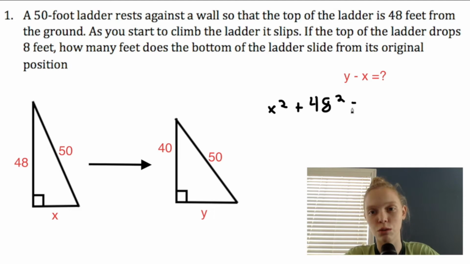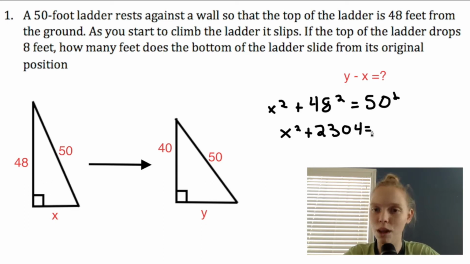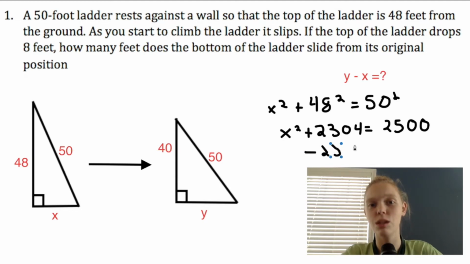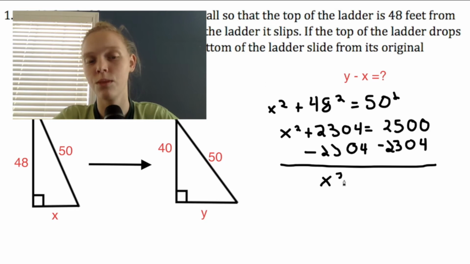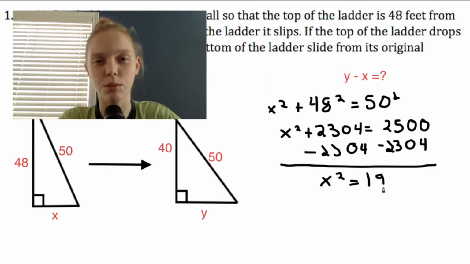that the squares of the two legs of a triangle equal the square of the hypotenuse. So we have x squared plus 48 squared equals 50 squared. Now we simplify that and we get that 48 squared equals 2,304 and 50 squared equals 2,500. Next, we subtract 2,304 from both sides of the equation, and that results in x squared equals 196. The only thing left to do is to take the square root of both sides of the equation to get that x equals 14.